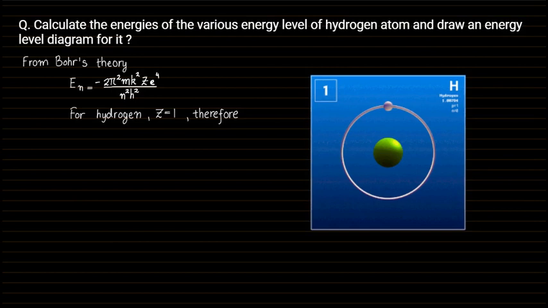Now, in the case of a hydrogen atom, you have only one proton inside the atom. Therefore, the value of Z in the case of a hydrogen atom will be 1. Therefore, I can write the energy formula as minus 2π²mk²e⁴ upon h², multiplied by 1 upon n². Since Z equals 1, we can ignore Z.